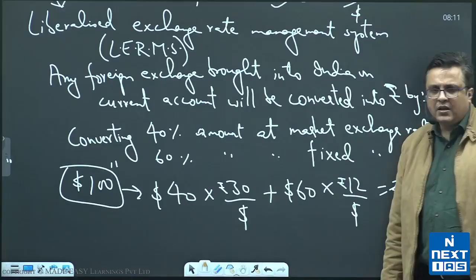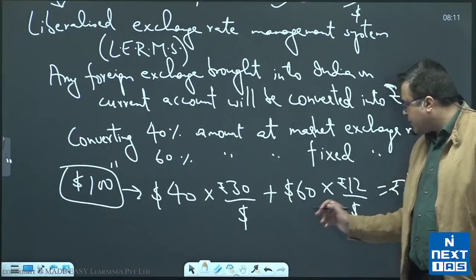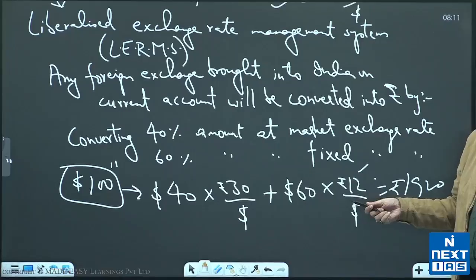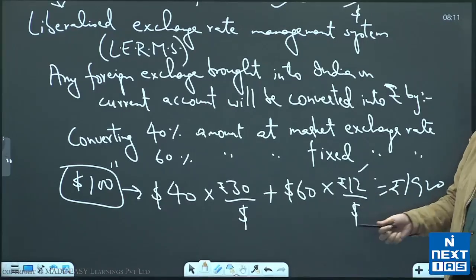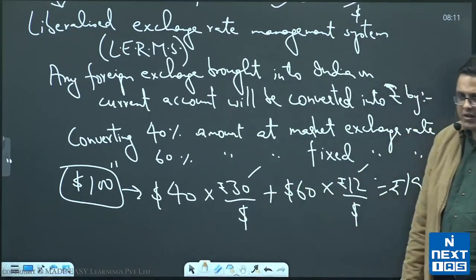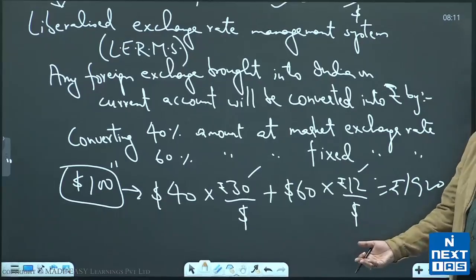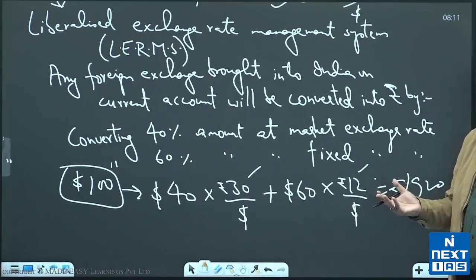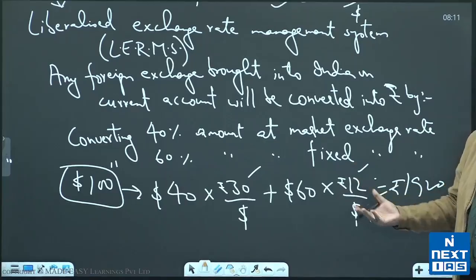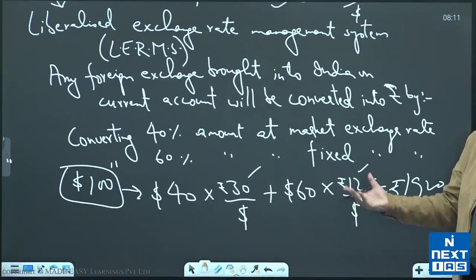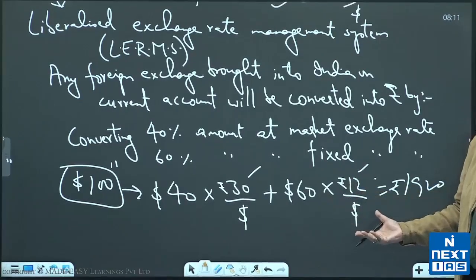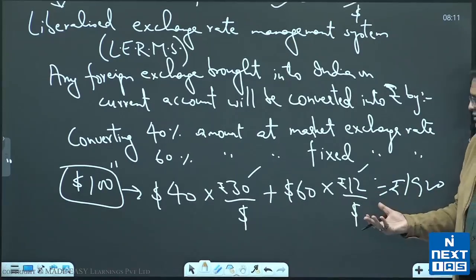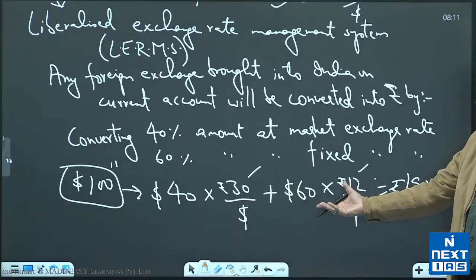All right. If earlier the government was paying only 12 rupees a dollar, so on $100 you got 1200 rupees. If it was entirely market, the government would have paid 30 rupees a dollar, so $100 would have given you 3000 rupees. Now the government was saying, I'm giving you something in between. All right, so I'm giving you 12 rupees a dollar and 30 rupees a dollar, depending on what percentage is market and what percentage is fixed.